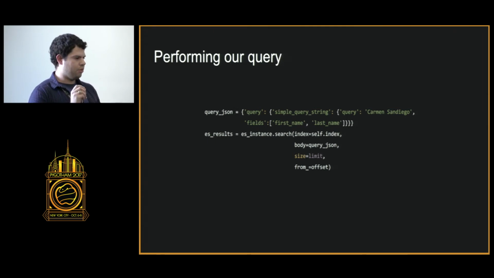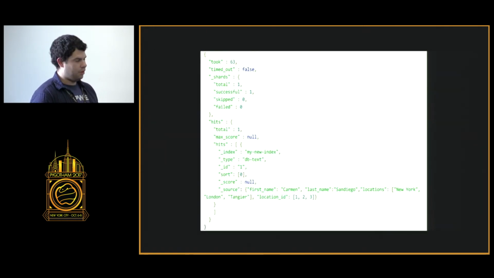And then similar to, for those of you that deal with traditional REST, you have limit and offset. We can also send that in as well, because we want the search results, but we don't want all of the search results at one time. So we want to paginate through that. We'll just put in how many results we want at a time, and then which page of those results we want. So it comes back looking something like this. We searched for Carmen Sandiego, and we came back with the document Carmen Sandiego, all the locations she's been, New York, London, and Tangier, and the IDs for those.